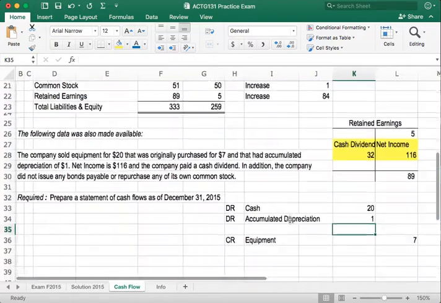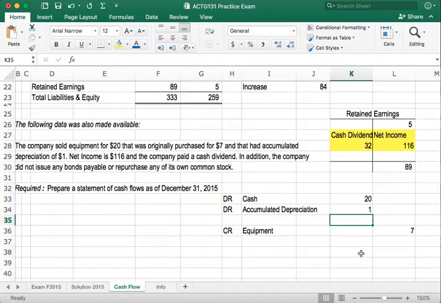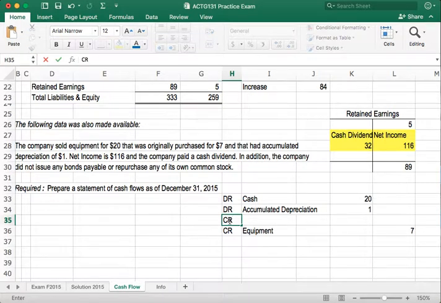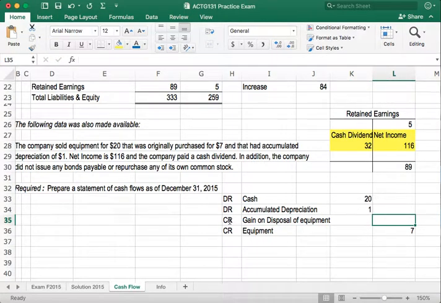So if we look solely at this journal entry right now, we can see that total debits equal 21 and total credits equal 7. Knowing that journal entries must balance debits and credits, we realize that we need a credit. If we need a credit, that's a gain on the sale or a gain on the disposal of an asset. I'm going to put equipment in here so you know where it's from. And now we just need to balance this journal entry.